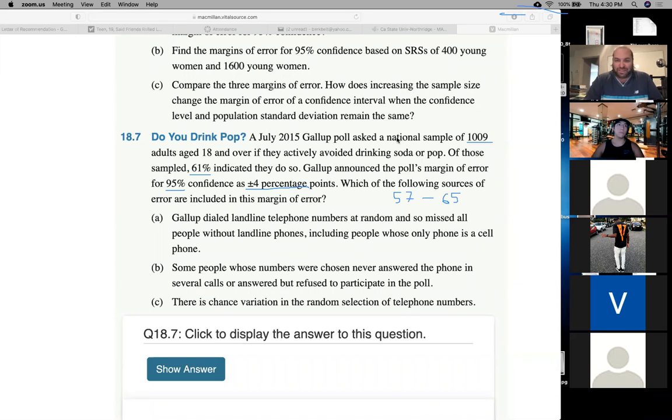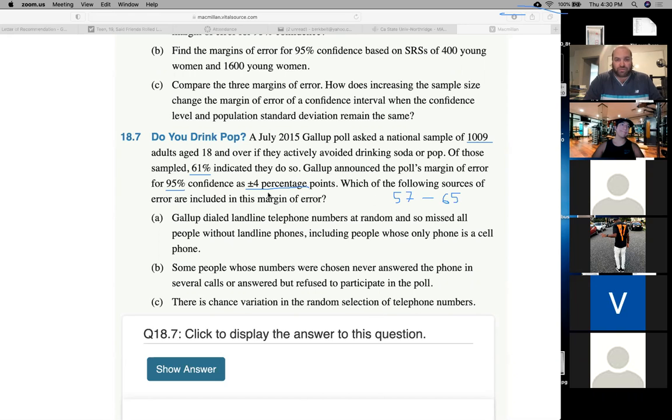Anyways, so we have the Gallup poll, 57-65%. A, Gallup dialed landline telephone numbers at random, and so missed all people without landline phones, including people whose only phone is a cell phone. That's part A. B, some people whose numbers were chosen never answered the phone in several calls, or answered but refused to participate in the poll. And C, there is a chance variation in the random selection of telephone numbers.